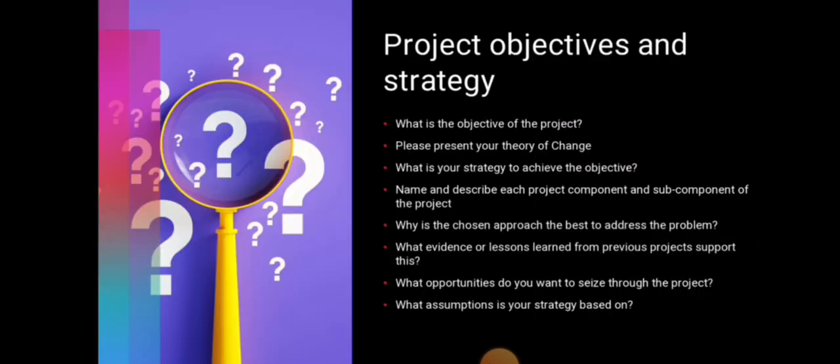Next, the project objectives and strategies, of the project or the research. On this part, the concept note should discuss the following. What is the objective of the project? The objective may be a general objective or a specific objective, and should be clearly discussed and narrated.